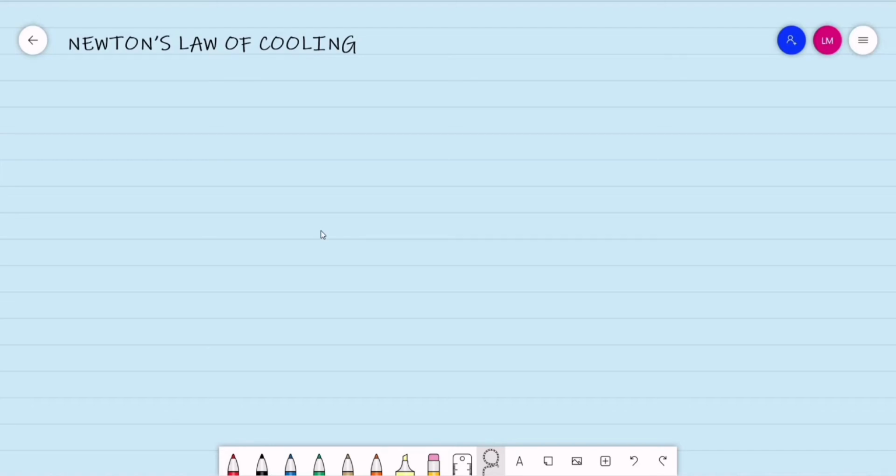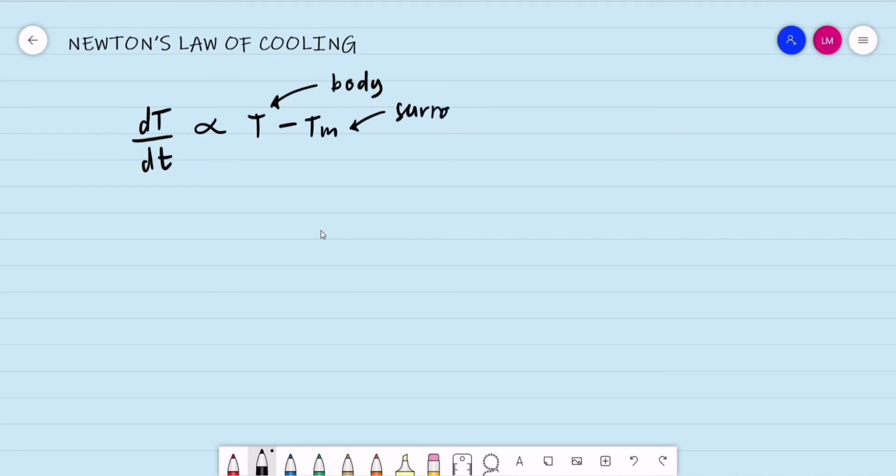Good day. So today we are to discuss Newton's law of cooling. For example, let's have this expression. This is the change in temperature with respect to the change in time is directly proportional to the difference of the temperature of the body under consideration and the temperature of the surrounding medium. So let's say this T, uppercase, is the temperature of the body or the object under consideration, and T sub m will be the temperature of the surrounding medium or the ambience.